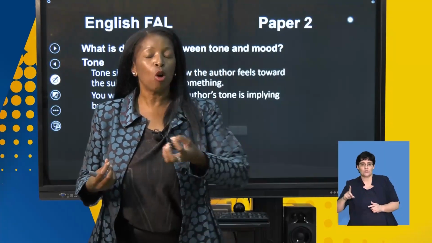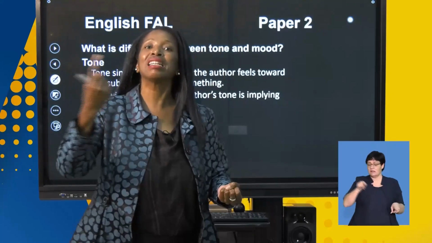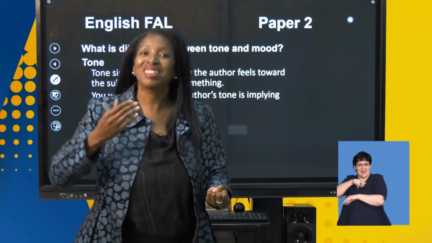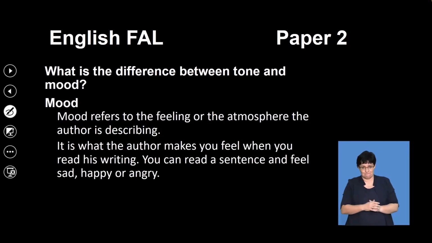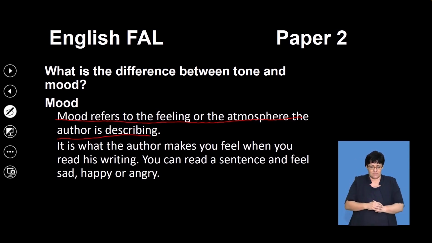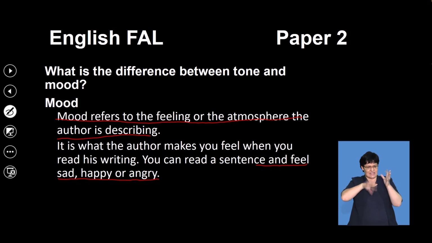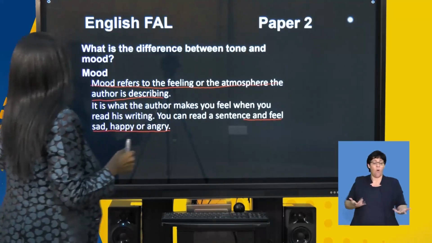Tone is the emotion they use when they speak. Mood is what is created because of the words that are spoken. So this is what I need you to look at. Mood refers to the feeling or the atmosphere that the author is describing. So obviously, you can read a sentence and feel sad, or you can read a sentence and feel happy, or you can read a sentence and feel angry.